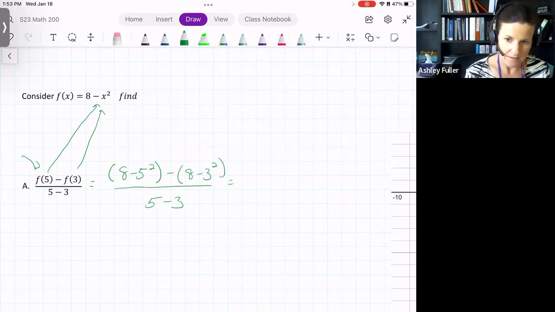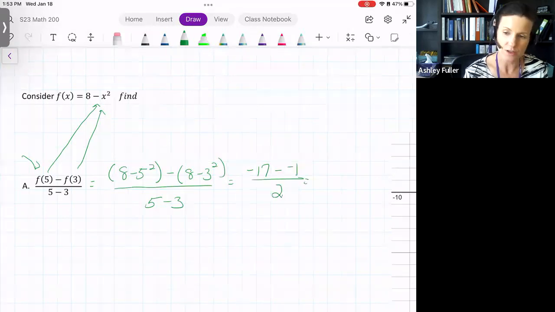This gives us 8 minus 25, which is negative 17, minus 8 minus 9, which is negative 1, all over 5 minus 3, which is 2. Negative 17 minus negative 1 becomes plus a positive, or negative 16 over 2, which is negative 8.